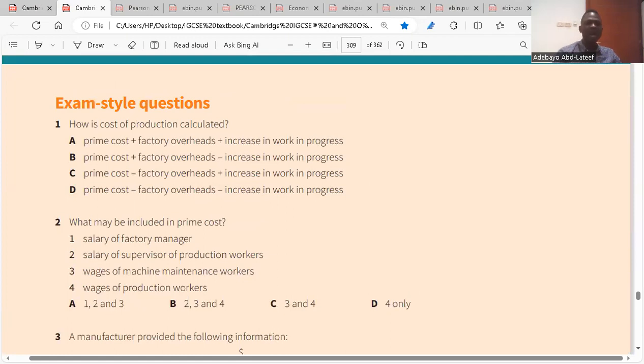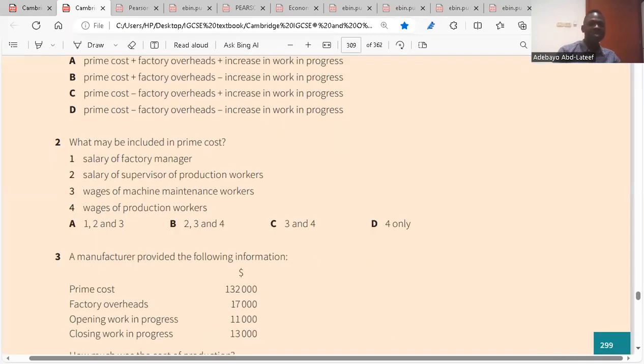The first question said, how is cost of production calculated? Cost of production is prime cost plus factory overheads. Increase in work in progress. What is increase in work in progress? When work in progress gets more, like production in progress is more. Increase in work in progress is opening work in progress minus closing work in progress. So it's A. The answer is prime cost plus factory overheads plus increase in work in progress. Yes, is it clear? So it's A.